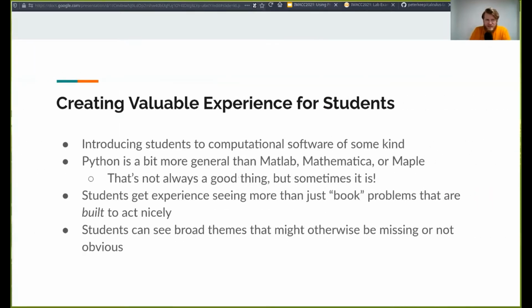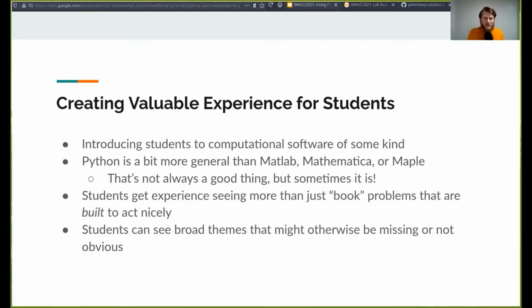Another reason that I'm doing it is that I think it creates a valuable experience for students. Introducing students to computational software is a good thing, I think, in calculus classes. I know that a lot of places will use things like MATLAB, Mathematica, or Maple, and I'm not doing that. I'm using Python, which is a little bit more general. I say that's not always a good thing, but sometimes it is. I've found that my engineering students that come through my calculus classes, I can expect that they're probably going to use MATLAB later on in whatever other engineering specific courses they look at.